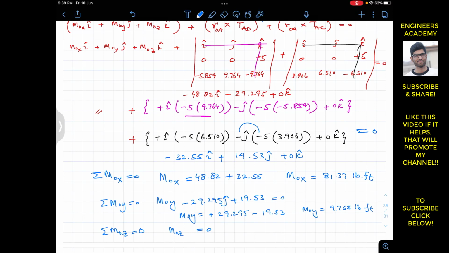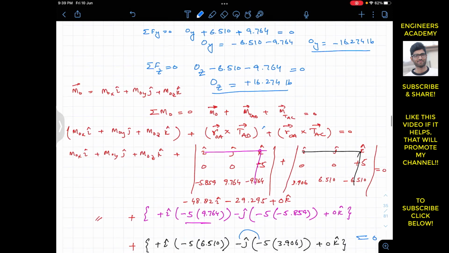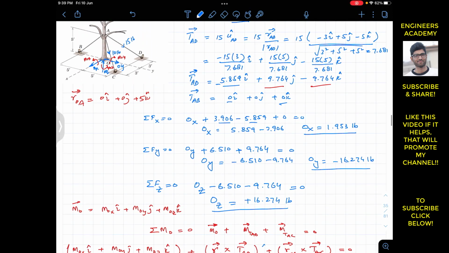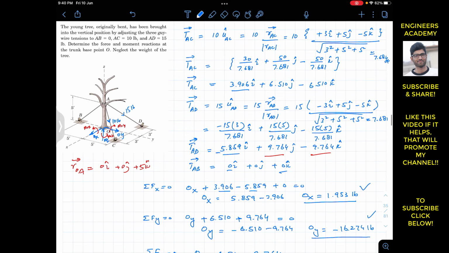So the reaction moment at O along x is 81.37 pound feet, and the reaction moment at O along the y direction is 9.765, and the reaction moment about the z-axis is 0. The reaction forces at O along x is 1.953 pounds, along y is minus 16.274, so the minus sign tells us that it is acting in the negative y, and the reaction force along z is 16.274. So this is the solution of this particular problem. I hope this will help you in your learning.